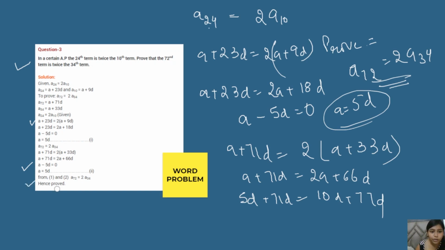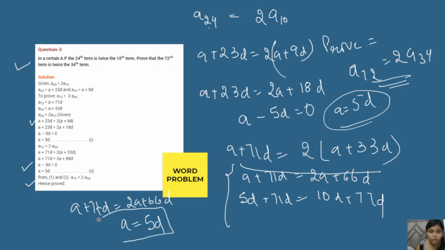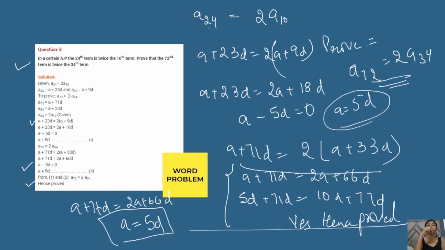Now from 1 and 2, solve this thing. I am just putting it here, but you don't have to put this. You just have to solve it, and if it is equal to this, it means they are also equal. After solving them out, you will be getting A equals 5D in both the cases. Hence proved. I hope this is clear. It means yes, both of them are in AP.